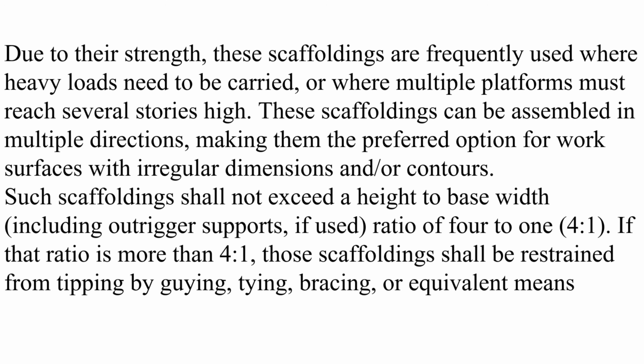These scaffoldings can be assembled in multiple directions, making them the preferred option for work surfaces with irregular dimensions and contours. Such scaffoldings shall not exceed a height to base width ratio, including outrigger supports if used, of 4:1. If that ratio is more than 4:1, those scaffoldings shall be restrained from tipping by guying, tying, bracing, or equivalent means.